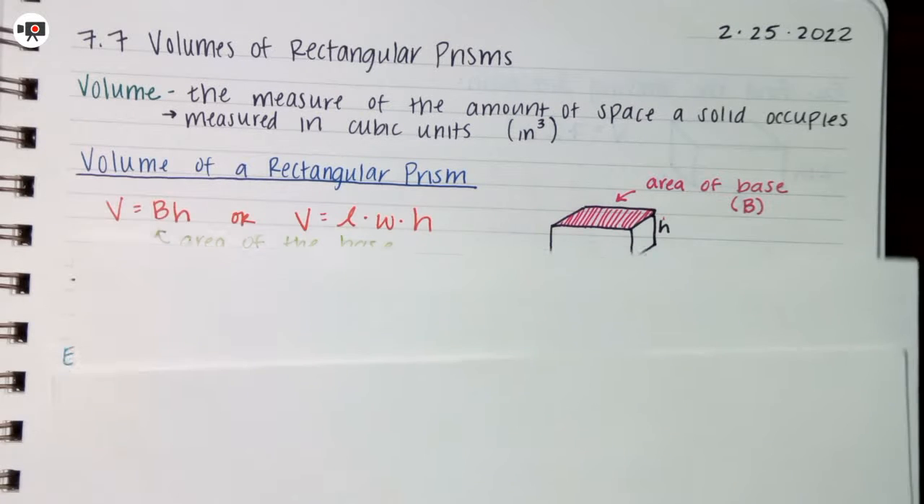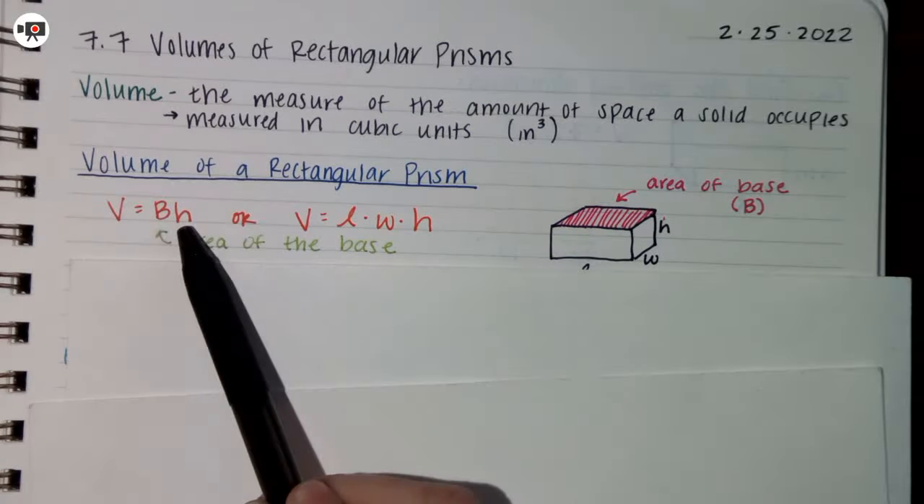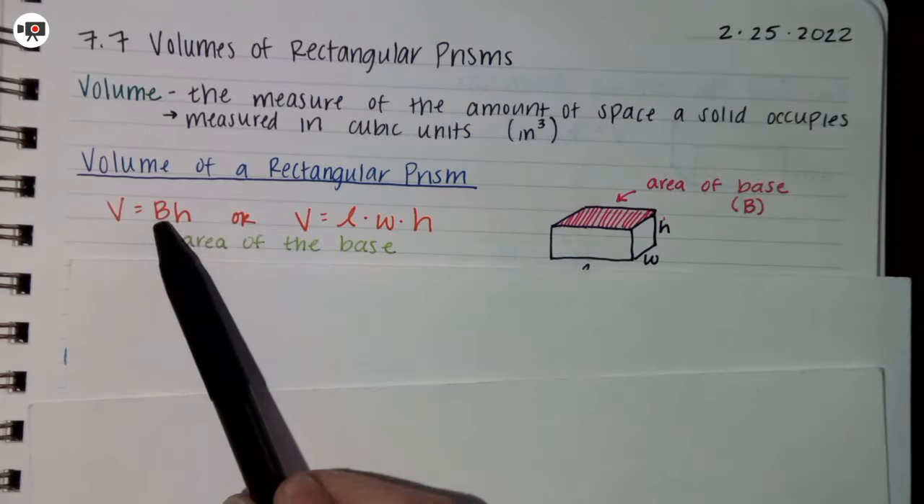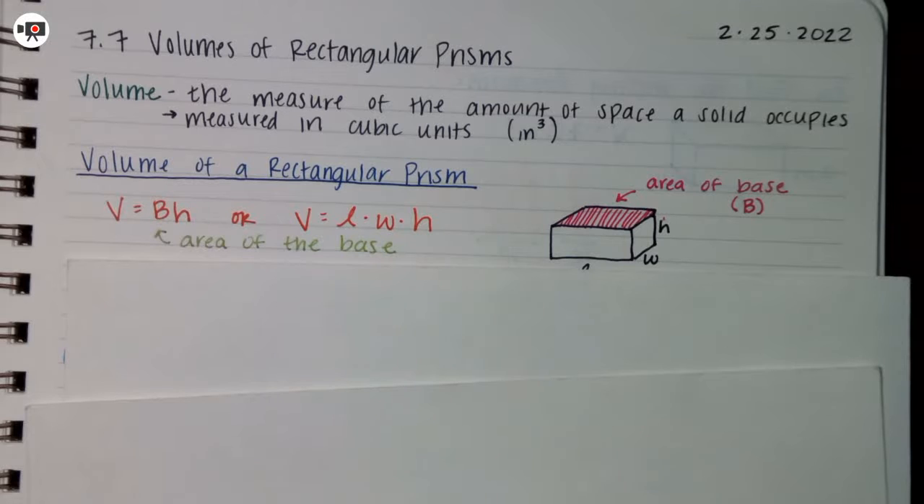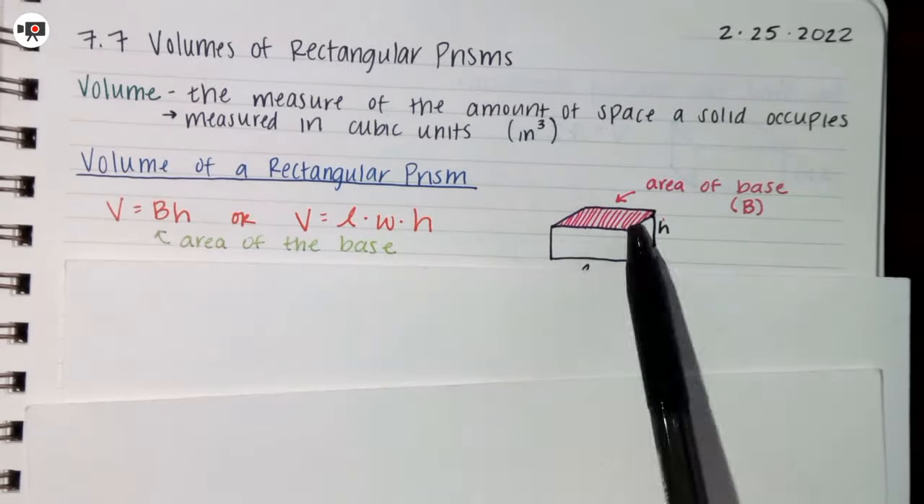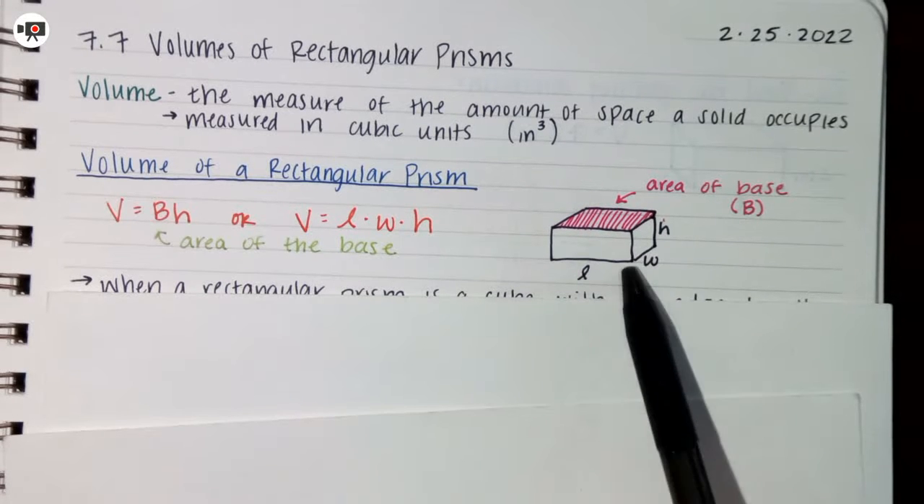So the volume of a rectangular prism is going to be the area of the base times height. So the area of the base is noted with a capital B, or we could use length times width times height. So the area of the base would be this pink area times the height, or you can use length, width, and height.